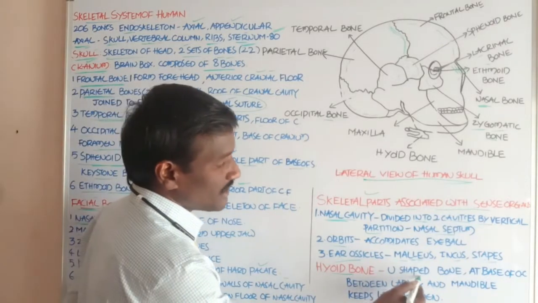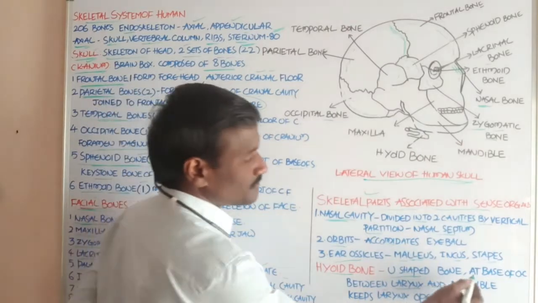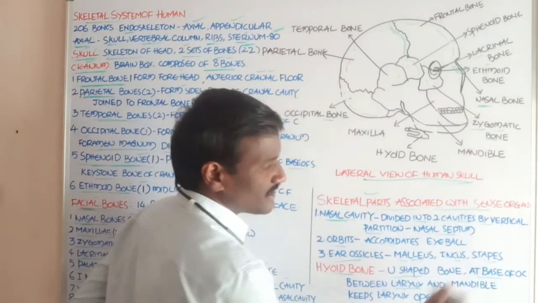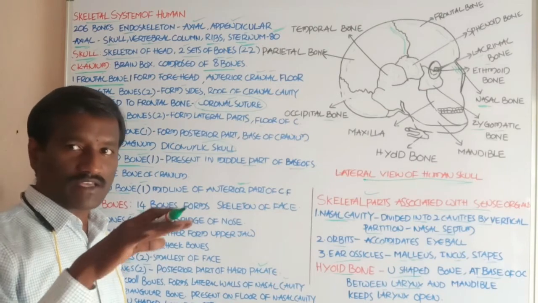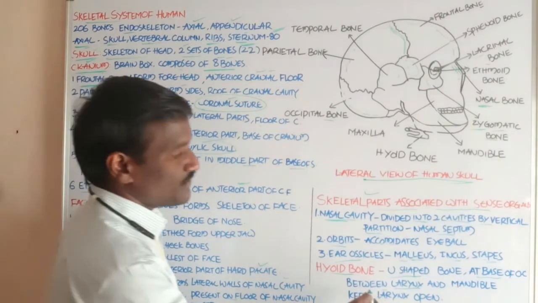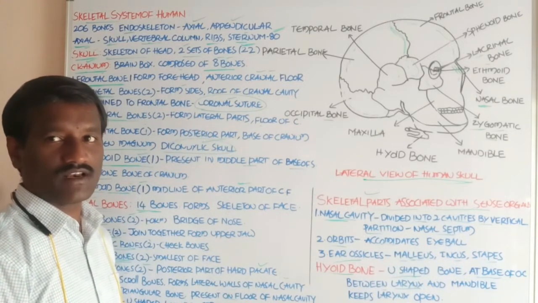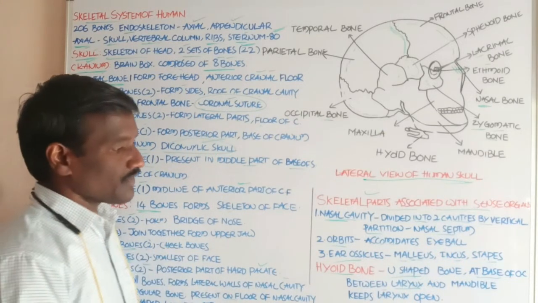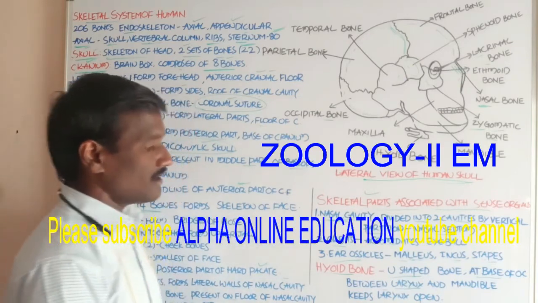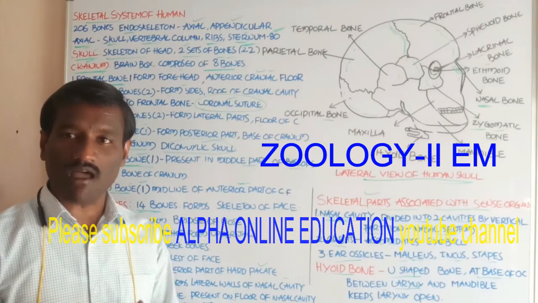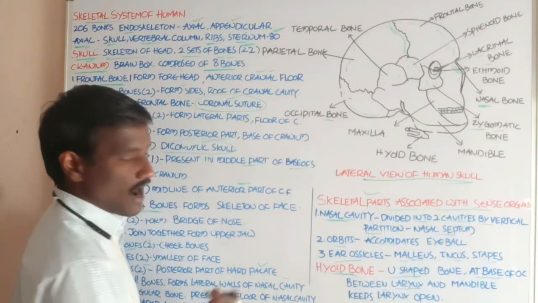The hyoid bone is a U-shaped bone present at the base of the oral cavity. Its location is between the larynx and the mandible. Okay, students. It keeps the larynx always open. This is about the hyoid bone.